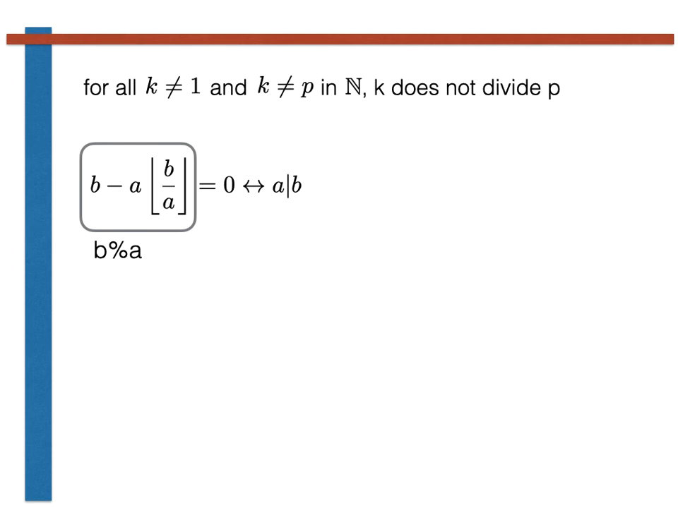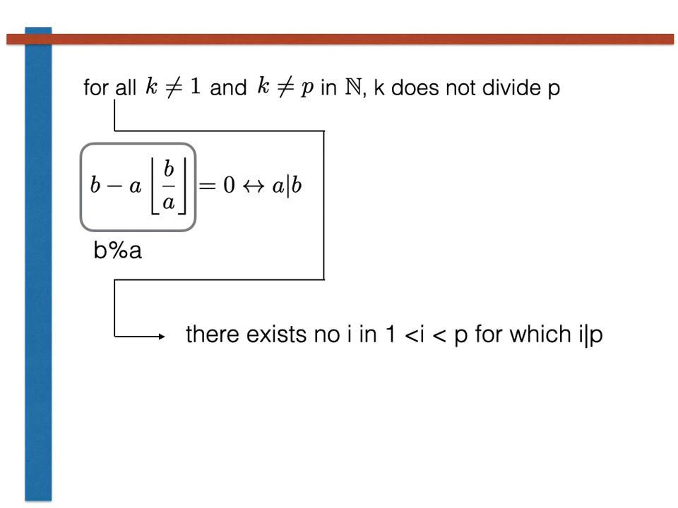Now notice the following alternative statement of the proposition at the top of the slide. There exists no i between 1 and p for which i divides p. We construct this proposition by noting first of all that none of the natural numbers that are greater than p will divide p. Furthermore, it stands to reason that if all of the natural numbers other than 1 and p do not divide p, there is no i that is both less than p and more than 1 which divides p.